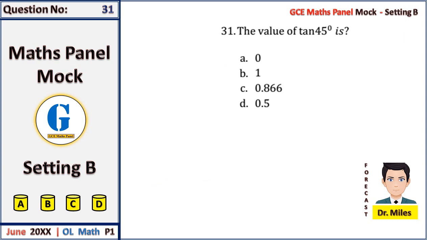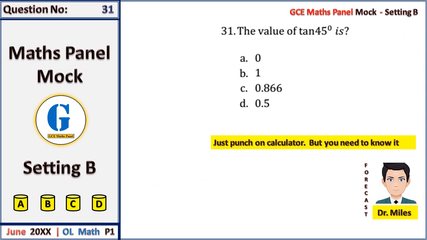31. The value of tan 45 degrees is, this one you just have to punch on your calculator, there is no stress. However, you need to know this value because you have been using it most of the time since Form 3, Form 4, and even Form 5, so you're supposed to know this value by heart. So the answer is equal to 1.